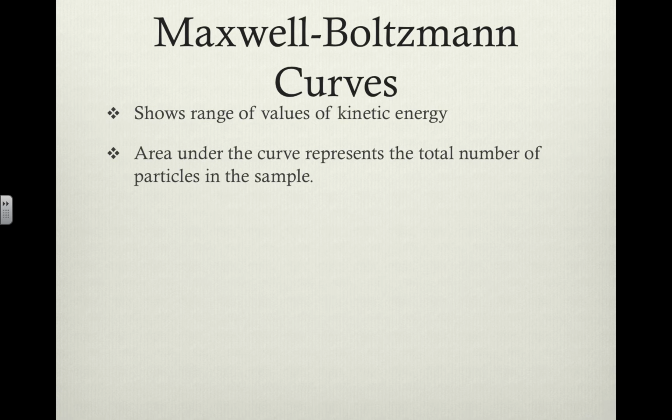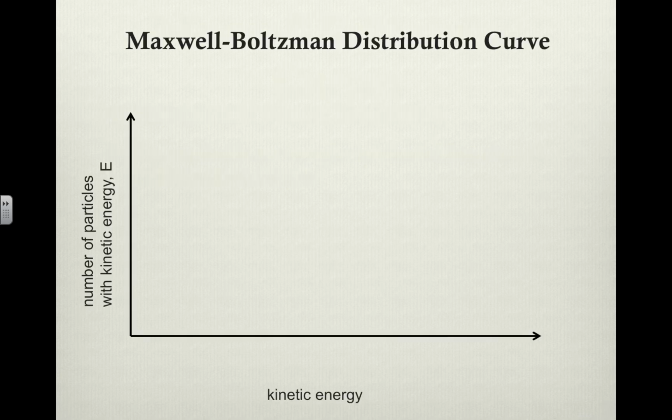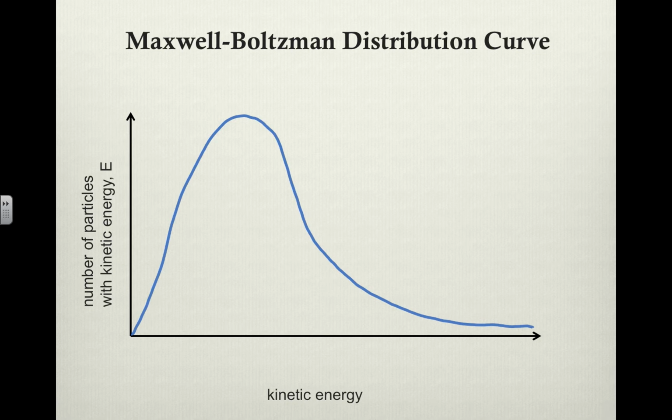So this is a graphic representation of the values of kinetic energy versus the whole sample. So go ahead and draw your x and y axis. On the x-axis will be kinetic energy, and on the y-axis you'll have the number of particles, or the proportion of particles, with a given kinetic energy. So here's what a Maxwell-Boltzmann distribution will look like initially, okay?